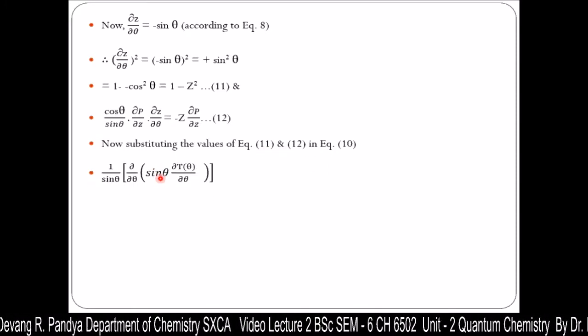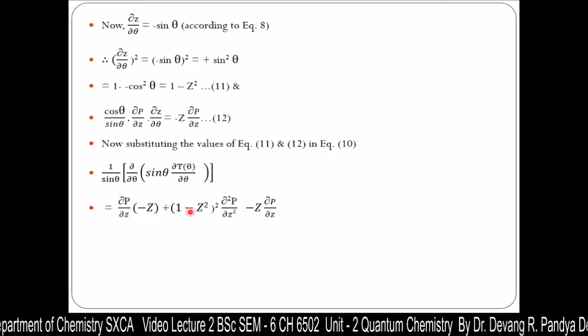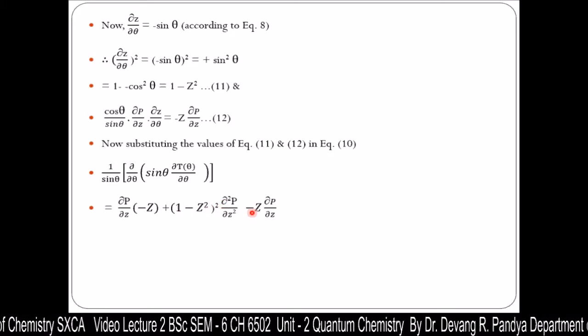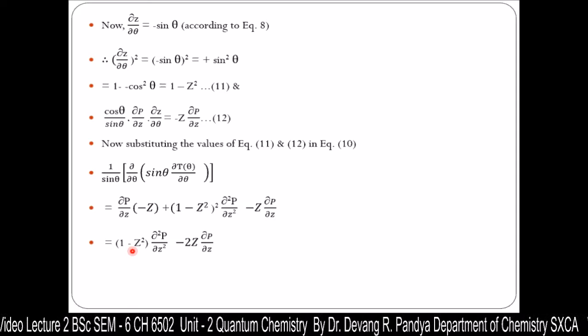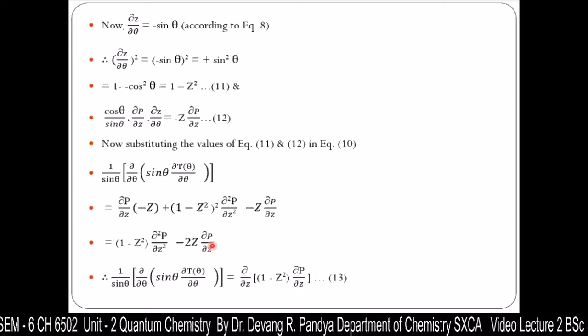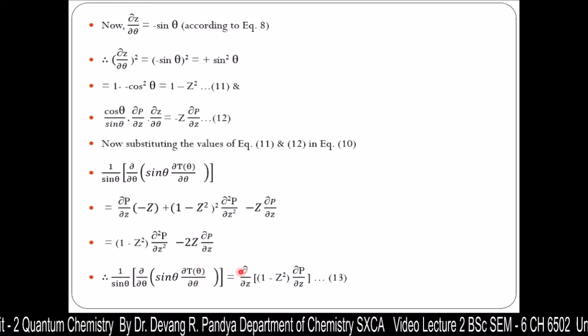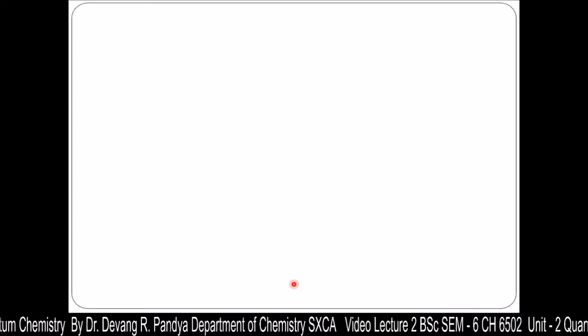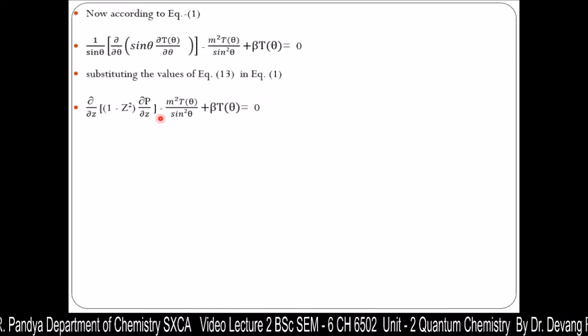Now substituting the value of equation 11 and 12 into equation 10, we're going to get 1 upon sine theta d by d theta sine theta dT theta by d theta. That value is equal to dP by dz minus z plus 1 minus z square entire square d square P by dz square minus z dP by dz. We're going to shorten it to 1 minus z square d square P by dz square minus 2z dP by dz. So getting that value into this equation, we're going to get equation 13, 1 by sine theta d by d theta sine theta dT theta by d theta is equal to this value, abbreviated over here as equation 13, and that gives information according to equation 1. We'll have this value. Substituting equation 13 into this equation, we're going to get this theta-based equation.